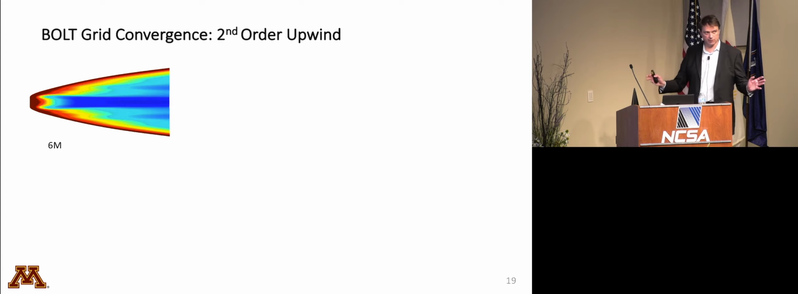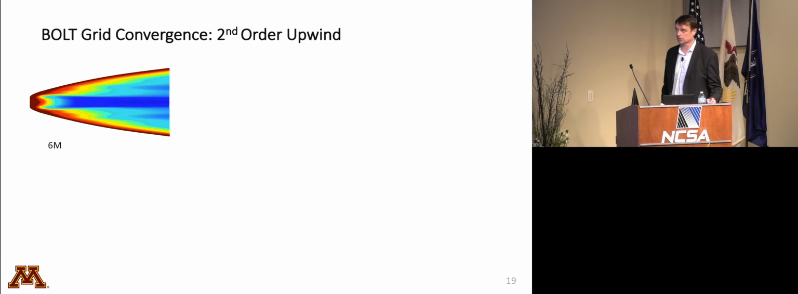Okay, so let's do some CFD. We need some CFD in order to do stability analysis. So here's what happens when you start running Bolt with a second order upwind standard CFD method that's in every compressible CFD code. Here's a 6 million element grid on a quarter of the actual domain, right? The solution has been mirrored in order to show the full thing. This is looking down on the plan view of this thing.